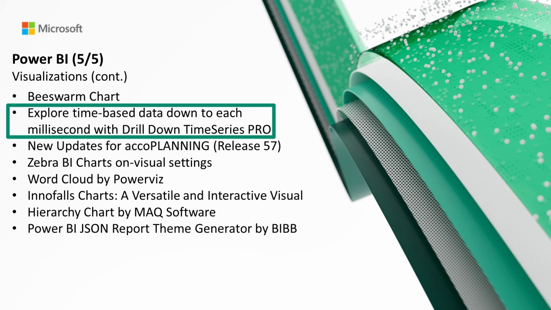Next is explore time-based data down to each millisecond with Drill Down Time Series Pro. Drill Down Time Series Pro lets you create time series charts that easily let you explore on any device. Using its intuitive interactions, users can drill down to months, days, or hours by clicking on the chart. Combine up to 12 series and choose between multiple charts: line, column, and area.